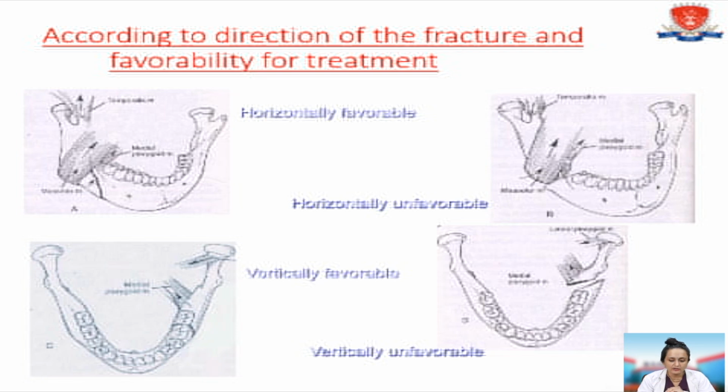Now in the second picture, you see the fracture line is running from anterior to posterior. And when there is a pull of the masseter and the medial pterygoid, the fragments are displaced. So this is a horizontally unfavorable fracture. Similarly, in the third picture, you see the vertically favorable fracture, where the pull is from the lateral pterygoid and the medial pterygoid. And in the last picture, this is a vertically unfavorable fracture, because when there is a pull from the lateral pterygoid and medial pterygoid, the fracture is displaced.